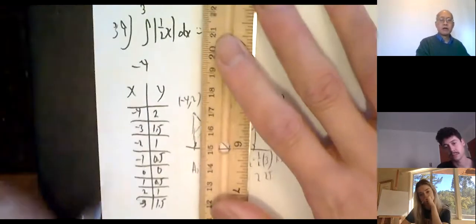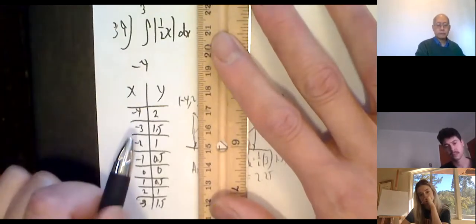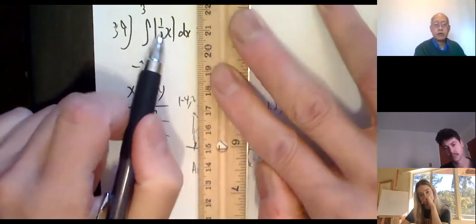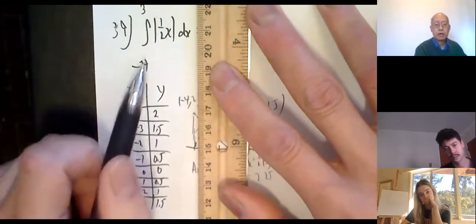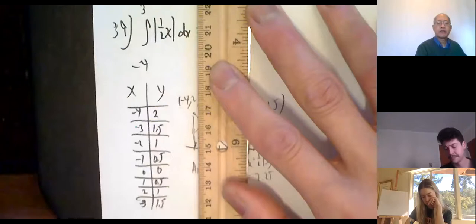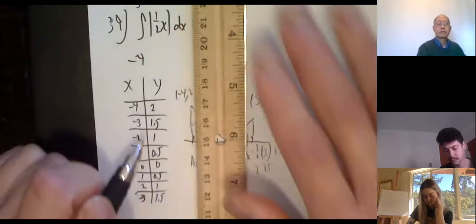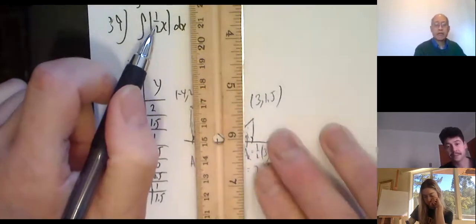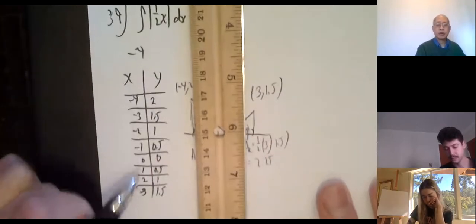So I just made a little table, from -4 to 3: -4, -3, -2, -1, 0, 1, 2, 3. Plug in -4. Half of -4 is -2, whose absolute value is 2. Keep going. Plug in -3. Half of -3 is -1.5, whose absolute value is 1.5. -2: half of -2 is -1, whose absolute value is 1, and so on. Just keep going and follow the table.